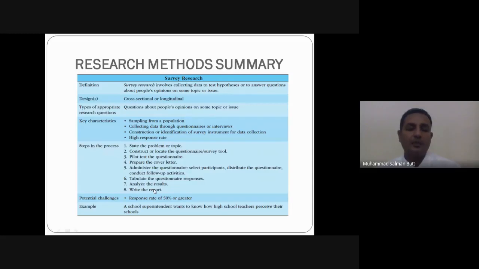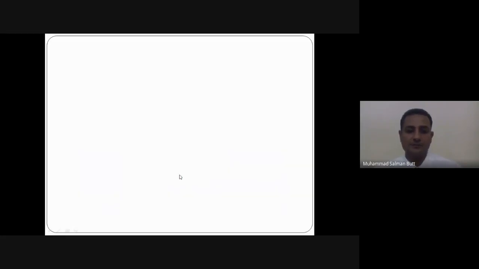And again, the most important potential challenge that you must keep in mind is that the response rate should be greater than 50%. The example we just discussed is a school superintendent who wants to know how high grade teachers perceive their school. This is a survey about people's opinions, and they are going to conduct survey research for this particular research question.